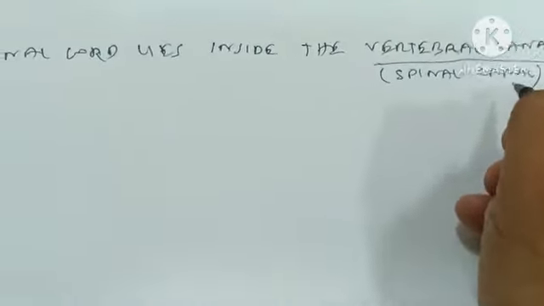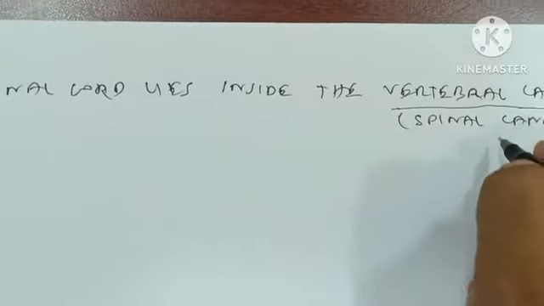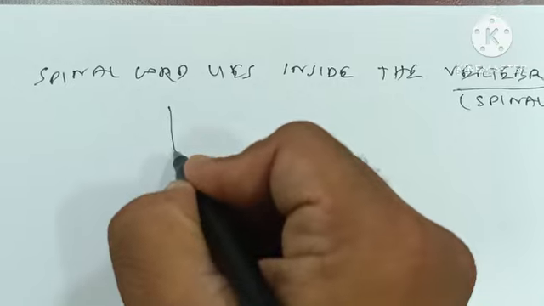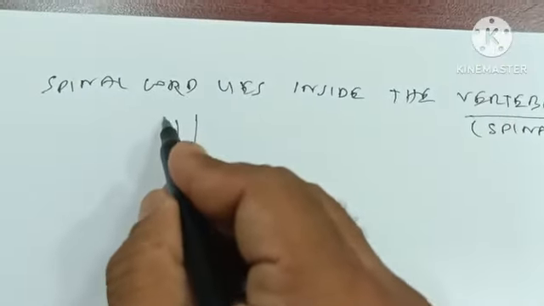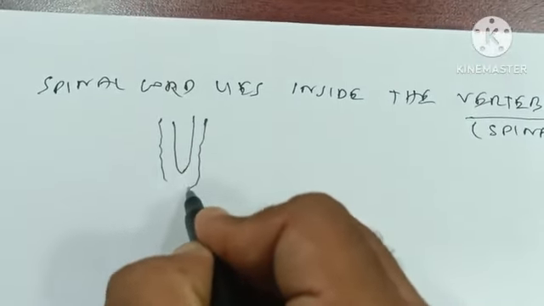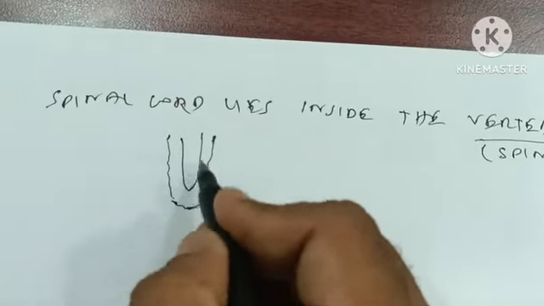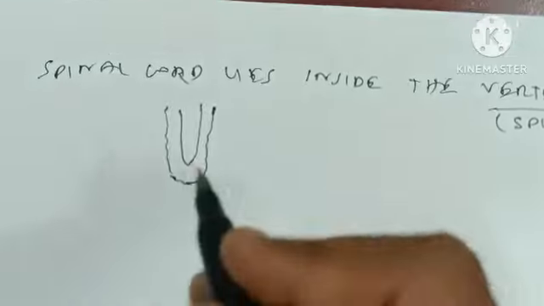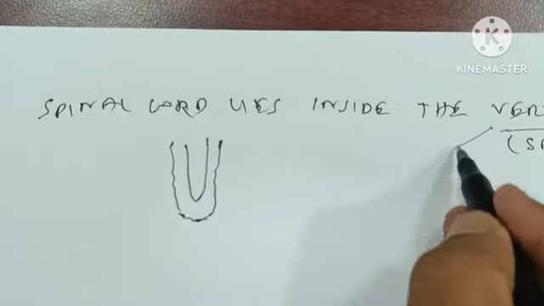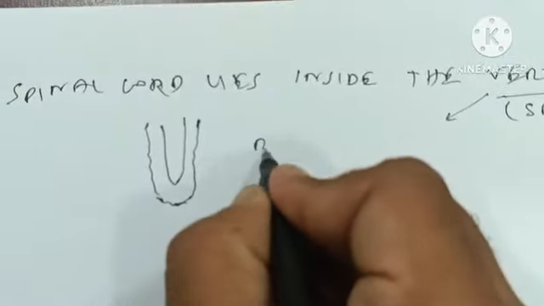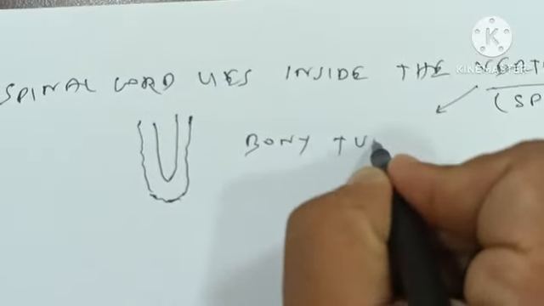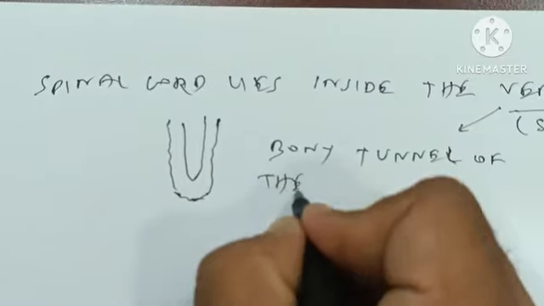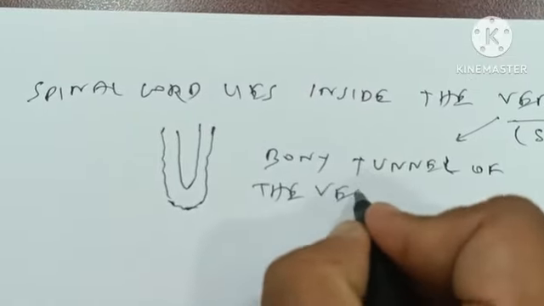Now what is this vertebral canal? What is the spinal canal? It is nothing but the bony tunnel of the vertebral column. We know that the spinal cord is protected within the vertebral column. Now this vertebral column has a bony tunnel. So this vertebral canal is nothing but the bony tunnel of the vertebral column.